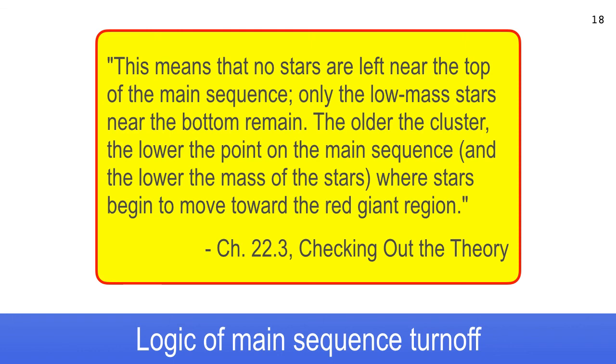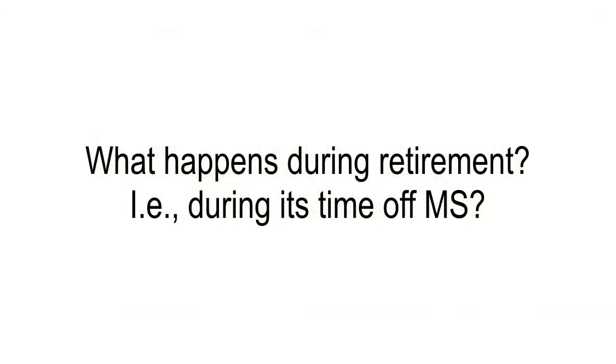Now, what I want to do now is, just for a few minutes, talk to you about what happens during the retirement of stars. In other words, what happens to stars when they move off the main sequence? And then there's a couple different categories of stars, and it's determined by the mass.